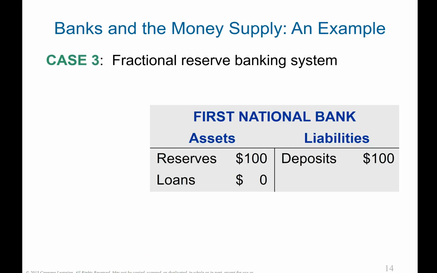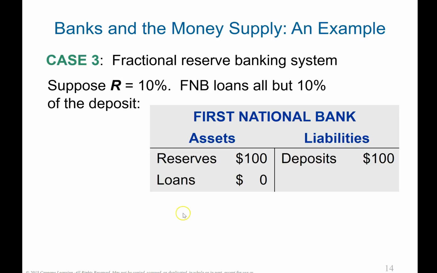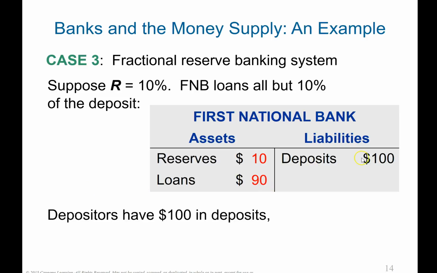So we'll go to the third case, which is the fractional reserve banking system that we have. Let's say that the ratio is set at 10%. If First National Bank loans out all but 10% of that $100 deposit, we can see that they're holding the $10 that's required, and they're making loans equal to the remaining $90. And still, the depositors have $100 on deposit. And I think that's where it's important to make this distinction between loaning out deposits and making loans equal to deposits. So those deposits didn't go anywhere. So there's still that $100 on deposit.